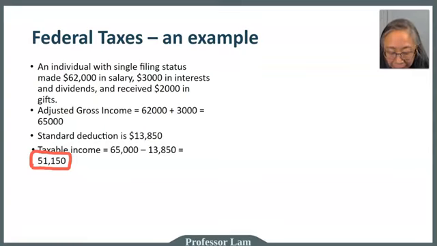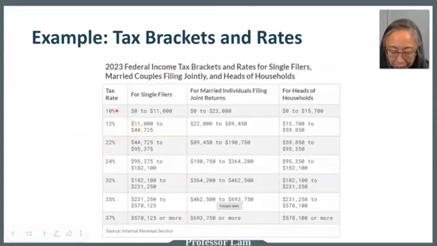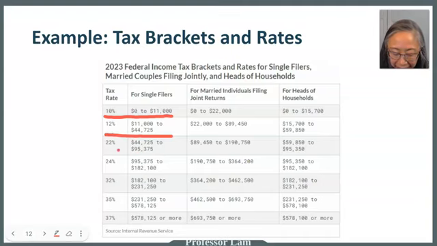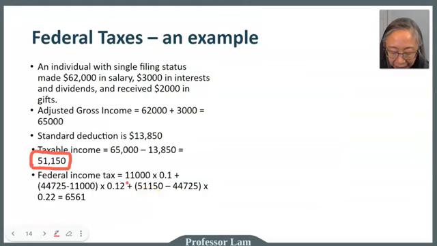Now we have to use the federal income tax table. Remember the tax table that we saw earlier? So we know that the first $11,000 is taxed at 10%. The next $33,725 is taxed at 12%, and then anything up to $95,000 is taxed at 22%. So we have to separate that into 3 brackets. So here are the 3 brackets.